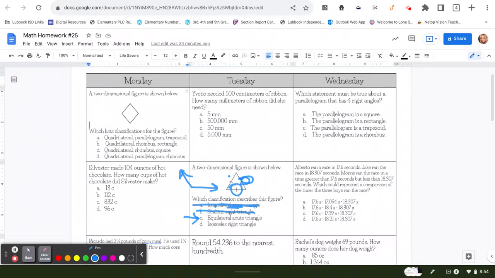Are there any right angles? A 90-degree angle? A square angle? No. The correct answer is C, acute, equilateral. All 3 sides are equal in length, and acute. All 3 angles are acute, less than 90 degrees.